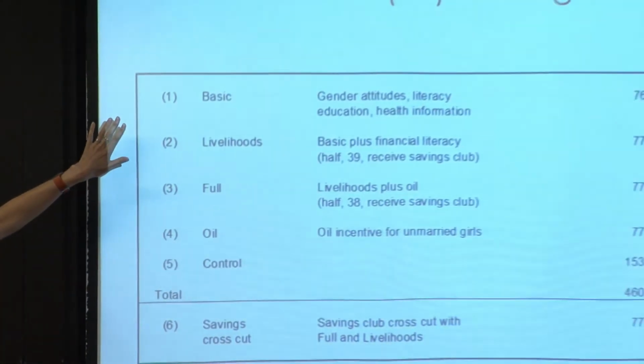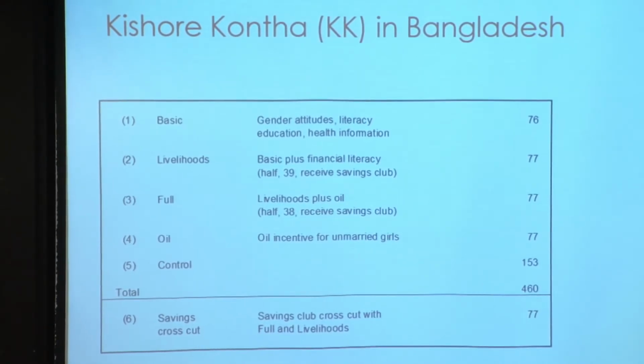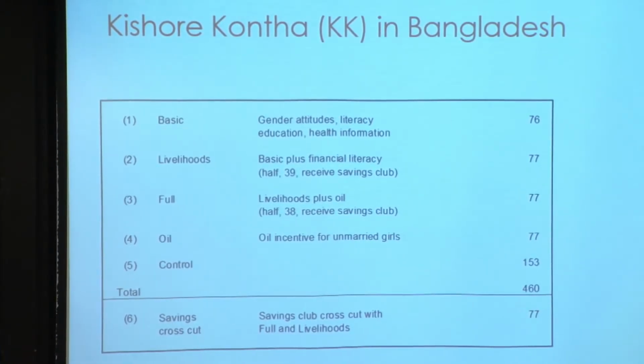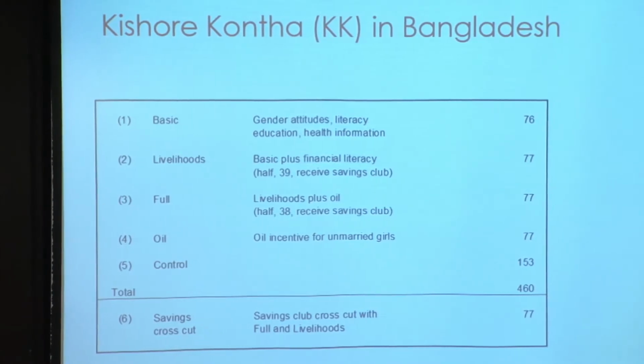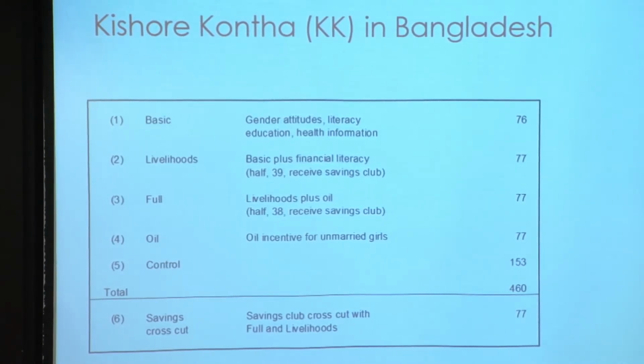One is an empowerment program where girls work in safe spaces after school. So about 3 to 5 times a week, they're meeting after school, usually in a friend's house, 20 of them, and they're going through a program. They're taught about gender attitudes, literacy, health information, livelihood skills, and they go through that curriculum for 6 months.